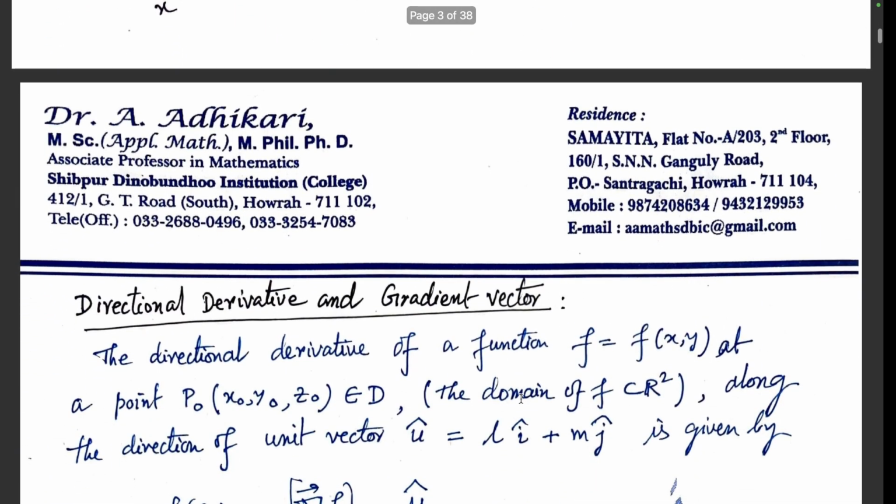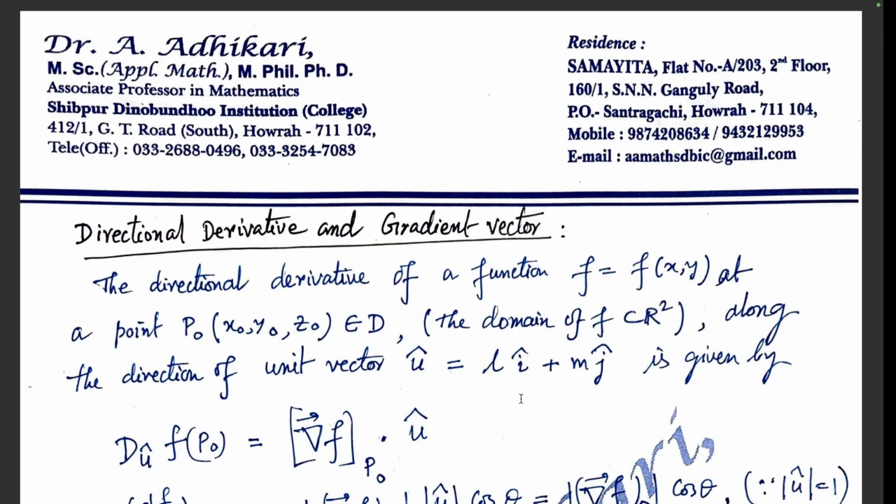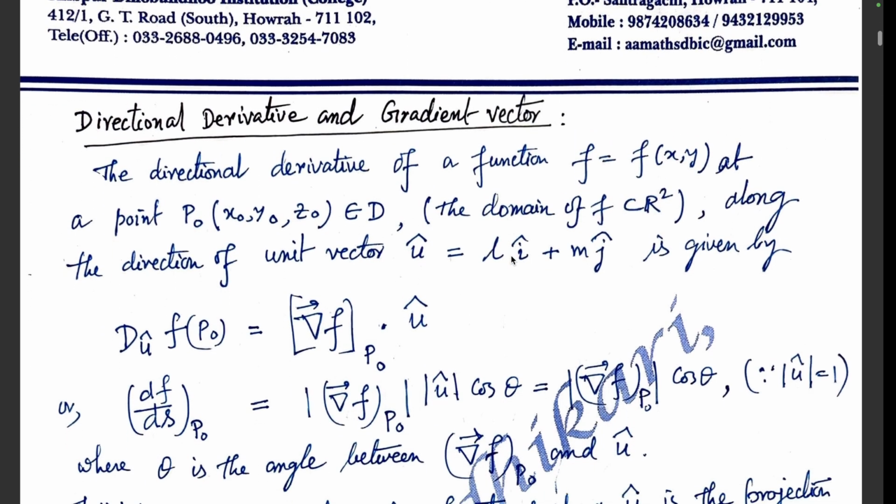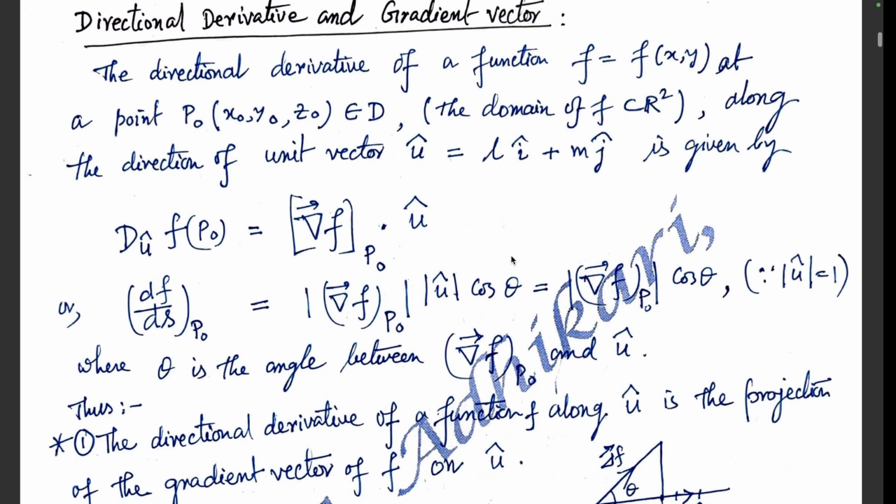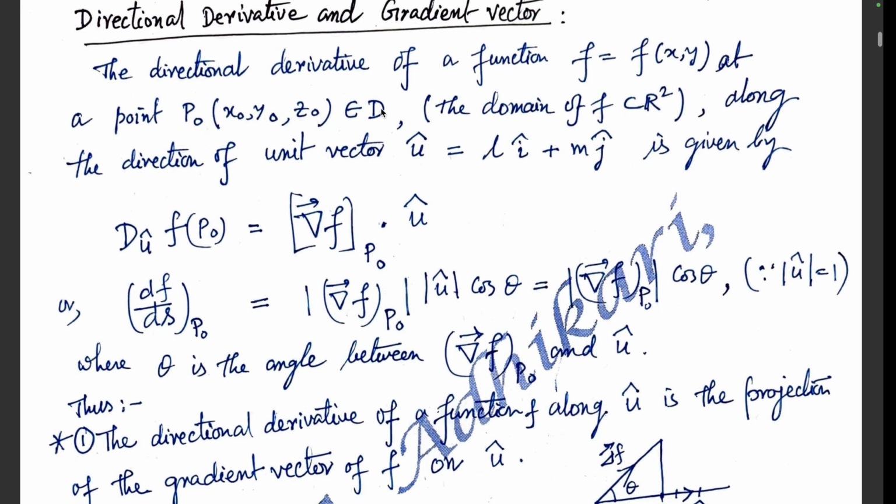Now, the directional derivative and the gradient vector. This is the directional derivative of a function f(x, y) at the point P0(x0, y0, z0) belonging to D.